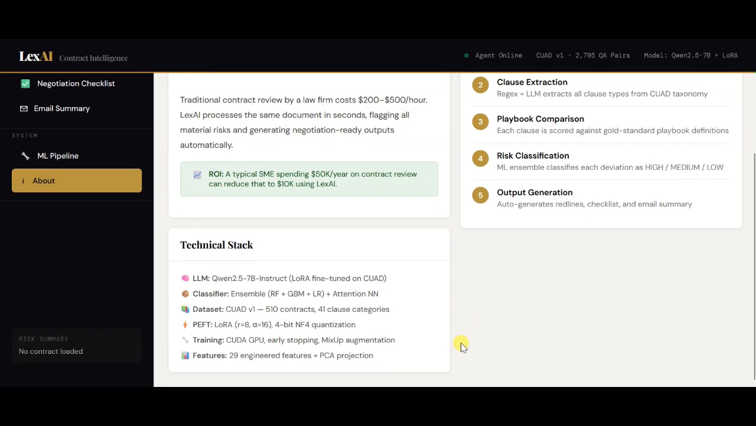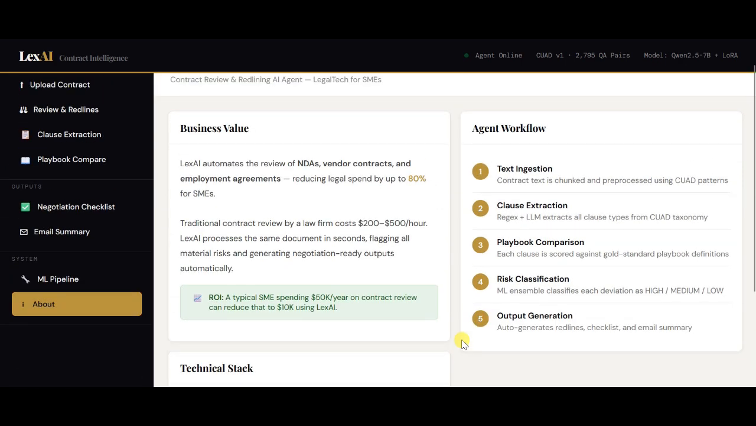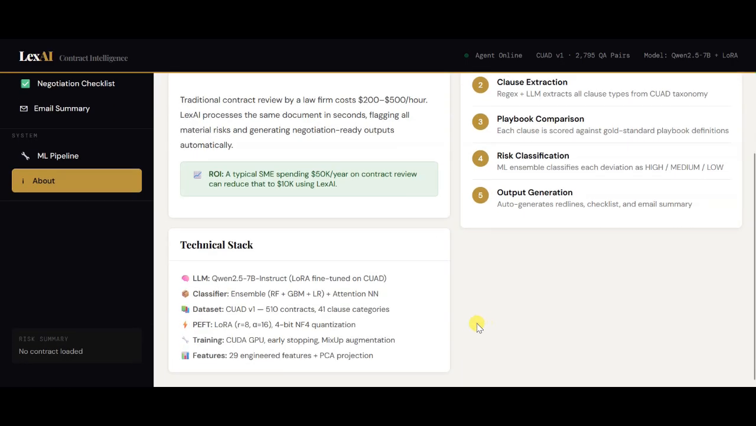Alright, the return on investment is that a typical SME spending $50,000 USD a year on contract review can reduce that to just $10,000 using LexAI. Alright, so these are the agent workflows: the text ingestion, the clause extraction, the playbook comparison, risk classification, the output generation. Now let's look at the technical stack.